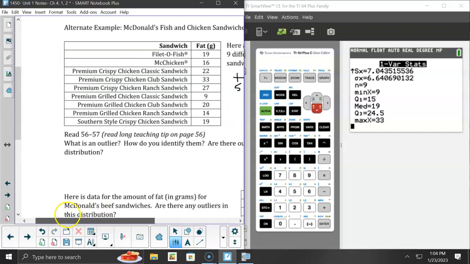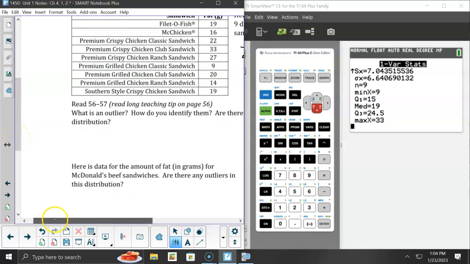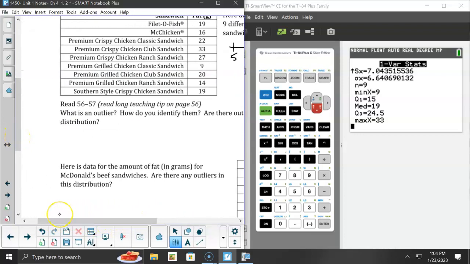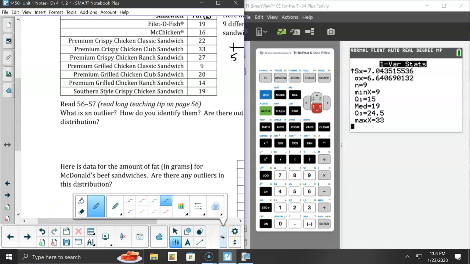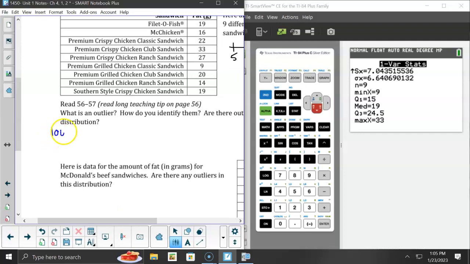So this next little chunk says, what's an outlier and how do you identify it? When it comes to an outlier, you need to be 1.5 times the IQR away from the edge of Q3 and Q1. So that makes absolutely 0 sense. Let me show you. We've got low outliers, and those are found by taking 1.5 times your IQR and subtracting that off of Q1.